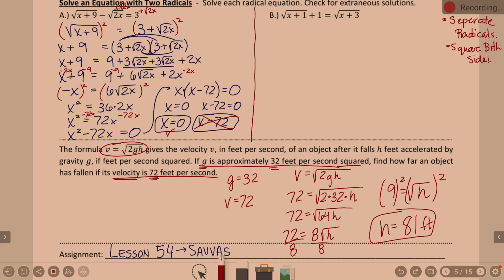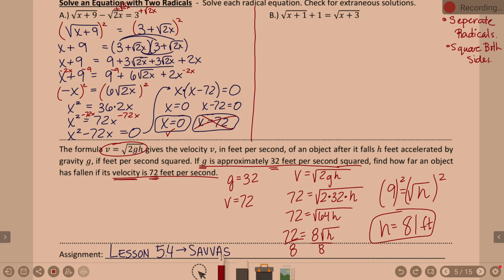Don't just skip them. Yes? 32 feet per second squared. It's not squared. That's just the label. Okay, that's part of a label. We talk about that more when we get into physics and calc and those type things. That's part of the label, feet per second squared. Okay.